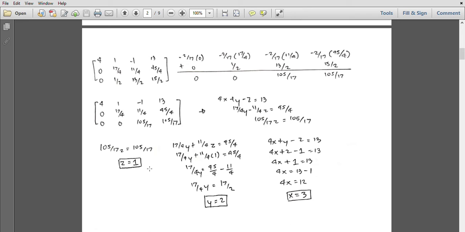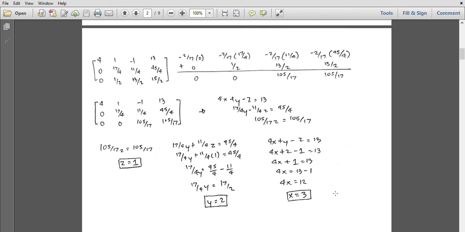Performing backward substitution, we use z equals 1 to get the value of y in 17 over 4y plus 11 over 4z equals 45 over 4. We simplify, we get y equals 2. With the values of z and y, we can use them both to solve the value of x in equation 1, which is 4x plus y minus z equals 13. We substitute z as 1 and y as 2, and then we simplify, we get x equals 3.